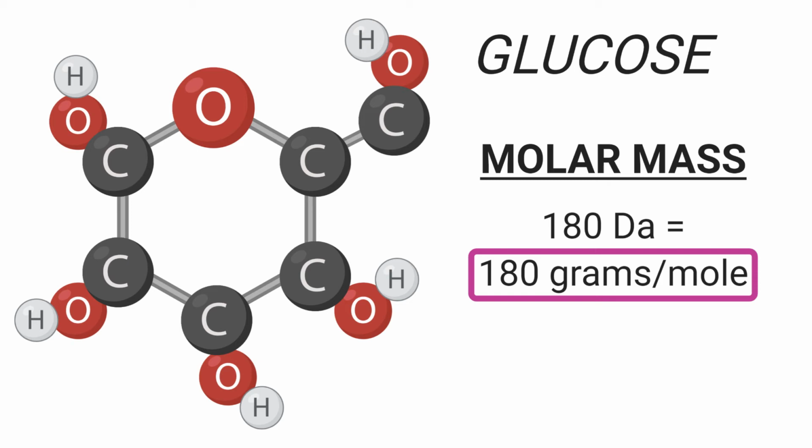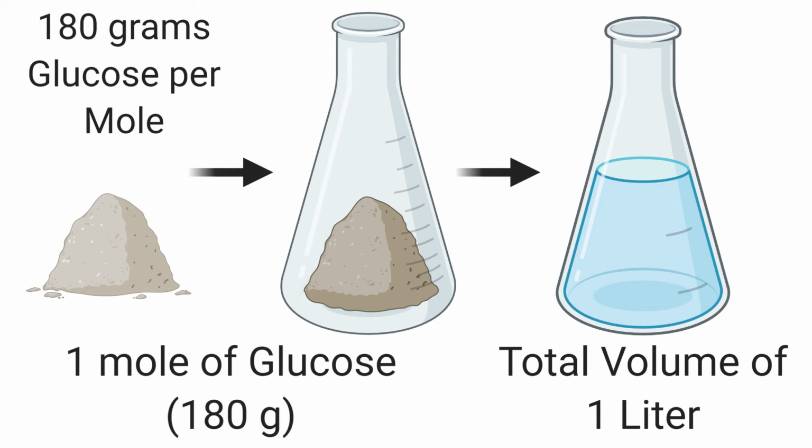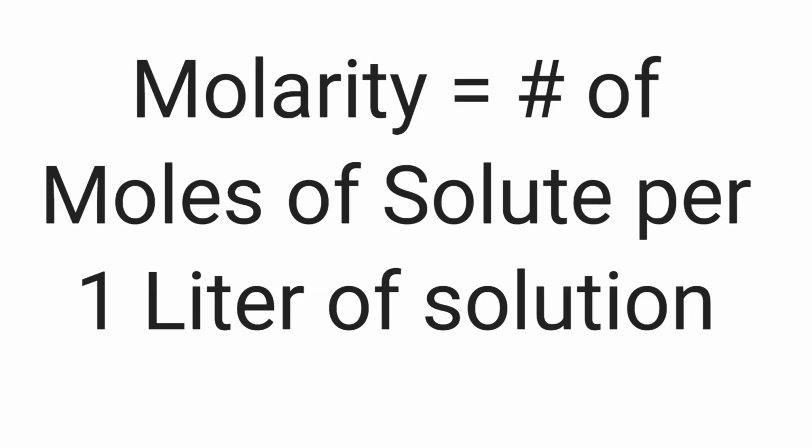How would we make a 1 liter solution consisting of 1 mole of glucose dissolved in water? Well, we would measure out 180 grams of glucose and then add enough water to bring the total volume of the solution up to 1 liter. This would result in a 1 molar solution of glucose. Molarity is the number of moles of solute per liter of solution. This is the unit of concentration most often used by biologists for aqueous solutions.